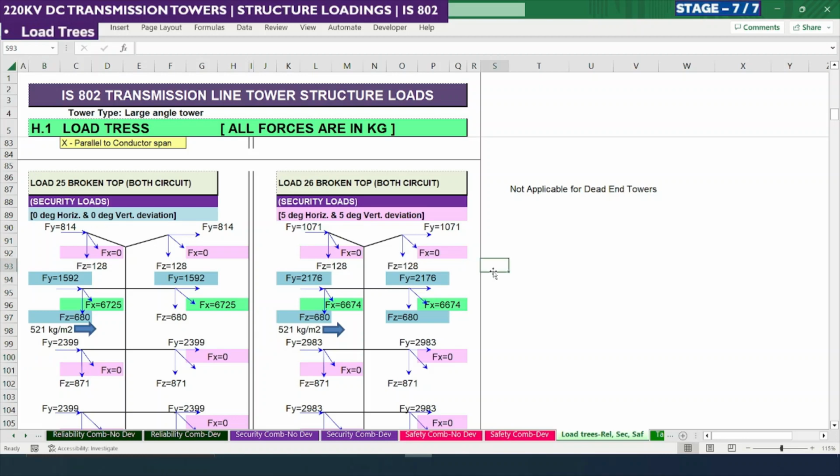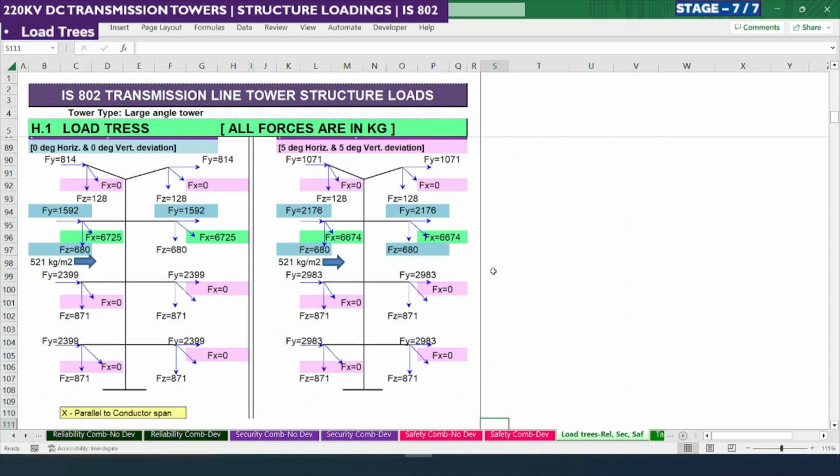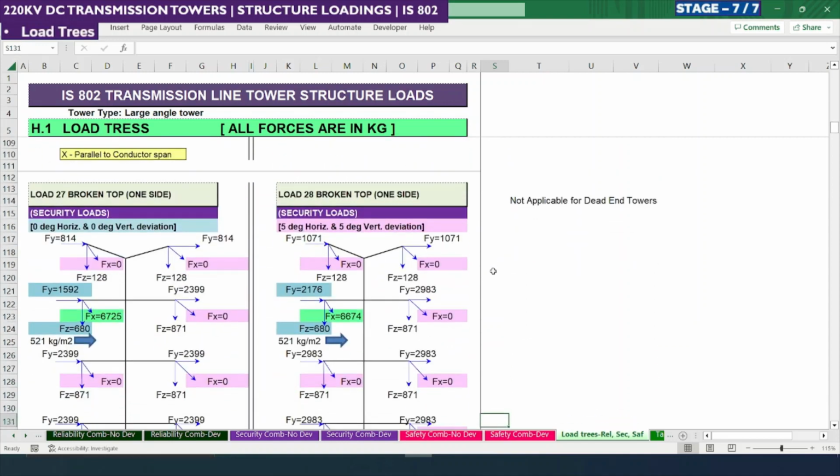So next, if you come to the next load cases, say for example 27 and 28, in that we are defining that the top conductor is broken on only one side, that is, on the left side it is broken, so the right side it is fixed. If the right side is fixed, both the spans are there, so there won't be any longitudinal force. Even if there is a force, it is minor comparatively. If it is broken, it is a huge impact.